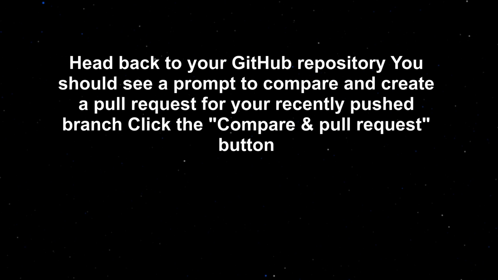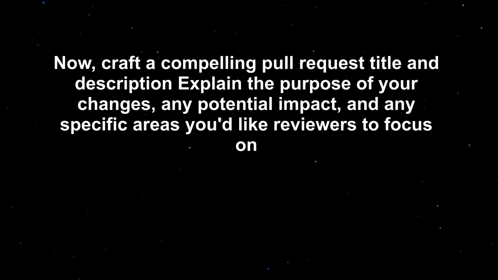Head back to your GitHub repository. You should see a prompt to compare and create a pull request for your recently pushed branch. Click the Compare and Pull Request button. Now, craft a compelling pull request title and description. Explain the purpose of your changes, any potential impact, and any specific areas you'd like reviewers to focus on.